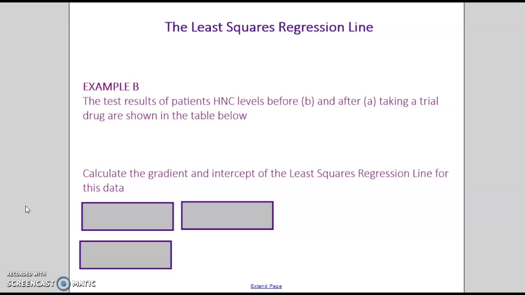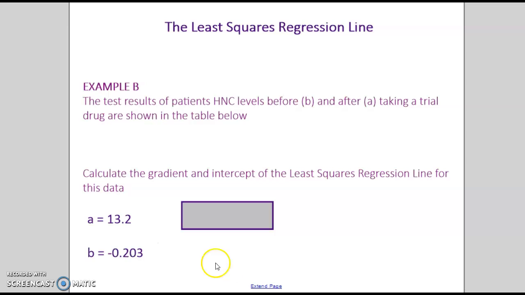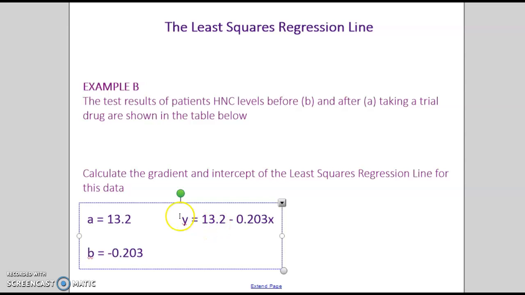I've got 6 values, so I'm just going to double check on my table that that is correct, and they've all got a frequency of 1. I'm then going to press all clear, AC, OPTN options, and go for number 3, regression calculations. From this, I can see that my value of A is 13.2, and my value of B is negative 0.203.